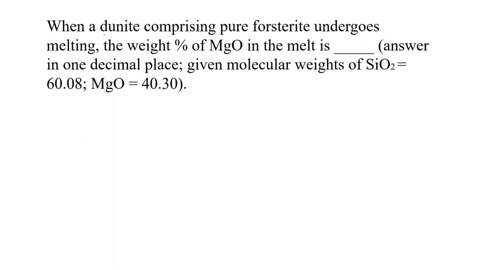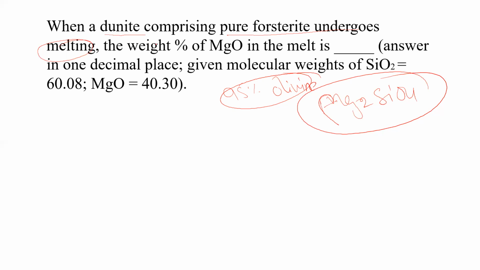Let's read the question first. When a dunite, which is a rock containing more than 95% olivine. Olivine can be any kind. But here they said it is pure forsterite and its melting is happening. Forsterite is there, which means Mg2SiO4, this is our formula for forsterite. Then the weight percentage of MgO in the melt. You have to tell the weight percentage of MgO in the melt. The answer in 1 decimal place you have to give, and the molecular weight is given here. You have to find the weight percentage. For this we should know that the weight given is of MgO, not of Mg.